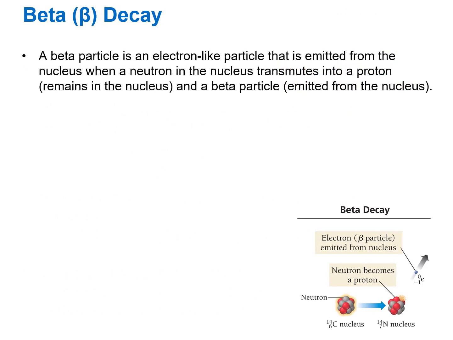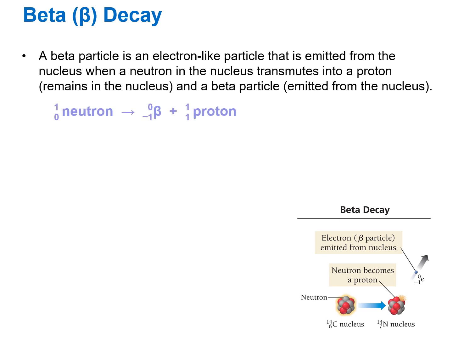Now, when we talk about beta decay, what's happening here is a beta particle, which is very much like an electron, gets emitted from the nucleus. And this happens because a neutron has converted itself into a proton. So our once formerly neutral particle, known as a neutron, has now become a proton. And as a result of that, this little beta particle gets emitted.